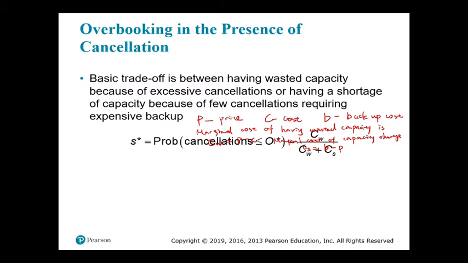And let's say the amount of overbooking is O. And the service level is therefore the probability of having less cancellation than the amount overbooked. It is equal to CW divided by CW plus CS.